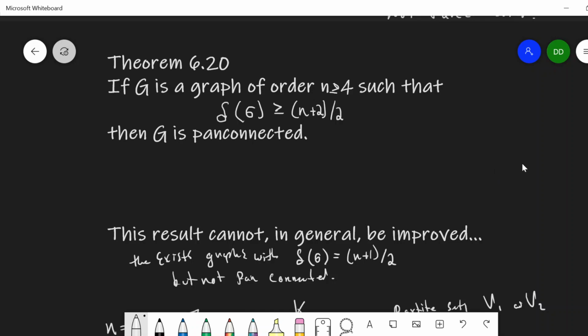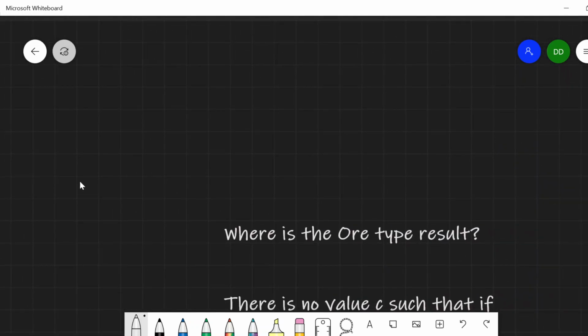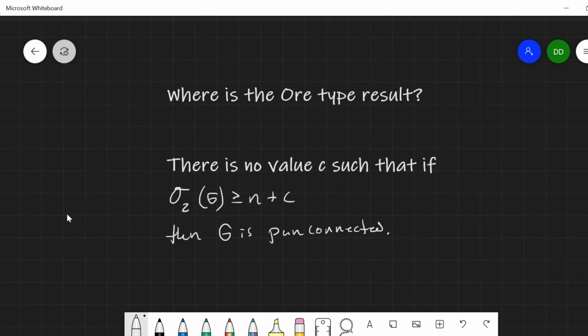It's a sharp result. The other question was, where is the Ore type result? This theorem was not proved that way. Most of the time we prove these minimum degree ones based on the Ore type result with the minimum non-adjacent degree sum. We weren't able to do that this time, and there's a very good reason for that. So where is the Ore type result?